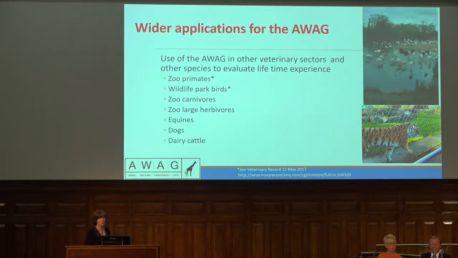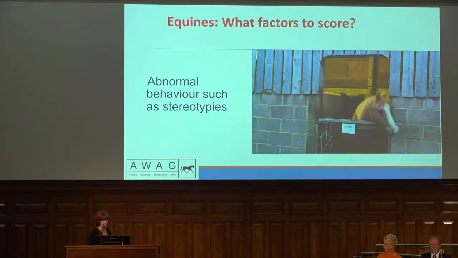And we've also done studies now on zoo carnivores, on the large herbivores, giraffe and scimitar horned oryx. We're doing it in some equine species, rescue dogs, the Blue Cross, and also some dairy cattle. So we're evaluating this and using pilot studies to define the factors that you score. So for example, with horses, what factors would you score when you're trying to decide?